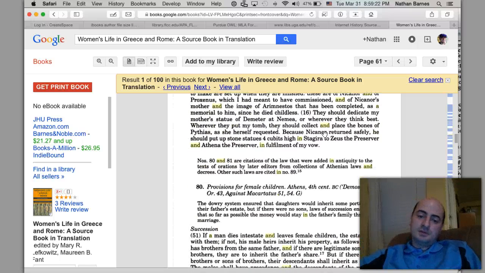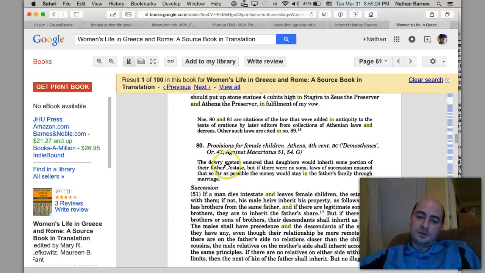But you'll see that this is how they're doing it. A little bit of explanation here. The dowry system ensured that daughters, blah, blah, blah, and then little subtitle, and this is the text for provisions for female children, Athens, 4th century BC, from Demosthenes, and this is his Against Macartatus, and that's 51.54G. It's probably the translator.